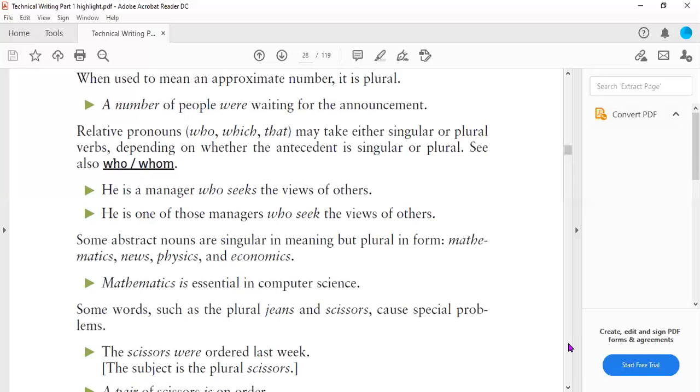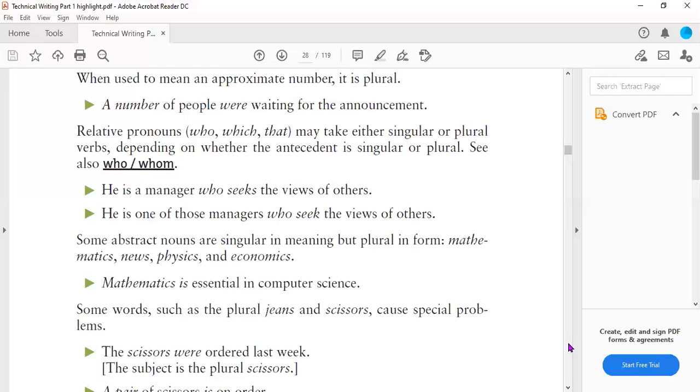Some abstract nouns are singular in meaning, but plural in form. So here, if you look at mathematics, news, physics, economics, all these words end with S, and you think that they are plural, but we define them and we deal with them as singular forms. For example, we say mathematics is essential in computer science. Linguistics is the study of language. Physics is the study of scientific equations, etc.